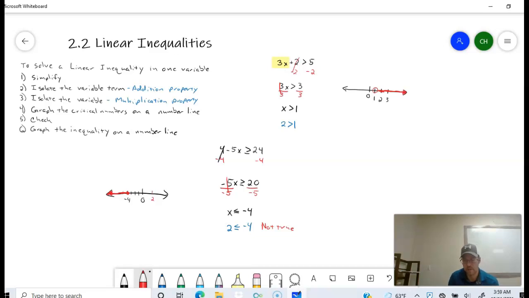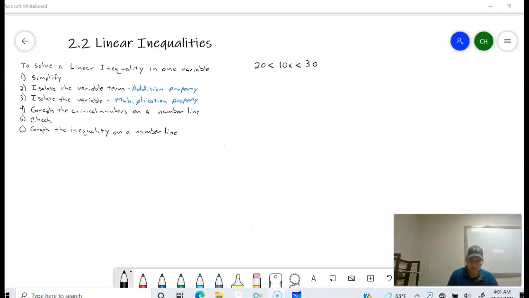Alright, so we've got to remember to flip that inequality sign, and then the test point, if it does make the inequality true, then it needs to be included in the side that you graph. If it's not true, then it does not need to be included in the side you graph. Alright, let's look at one more. Let's look at one that's bounded.